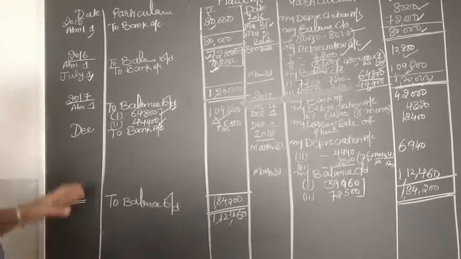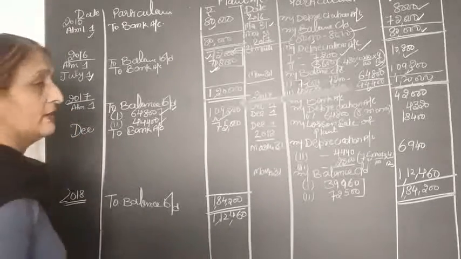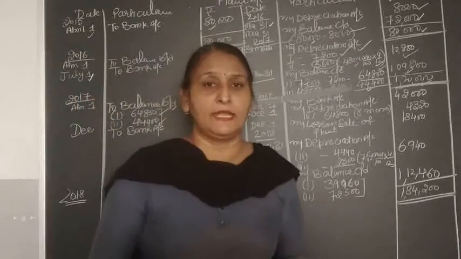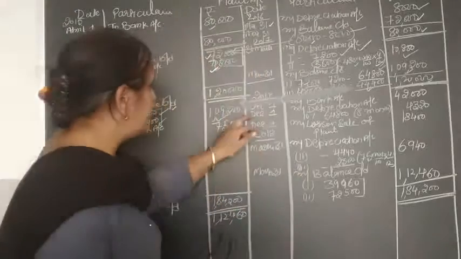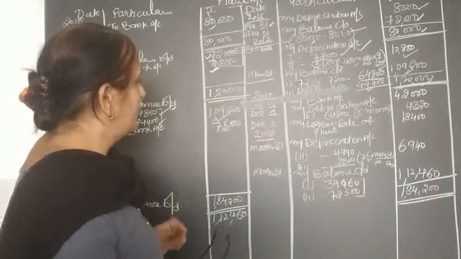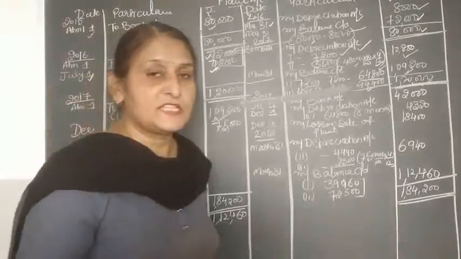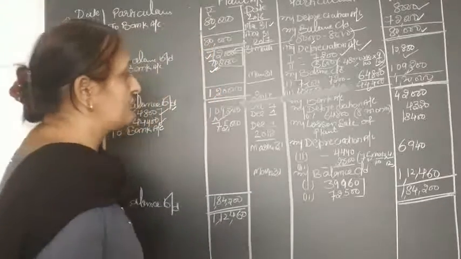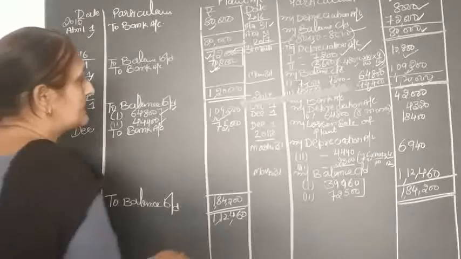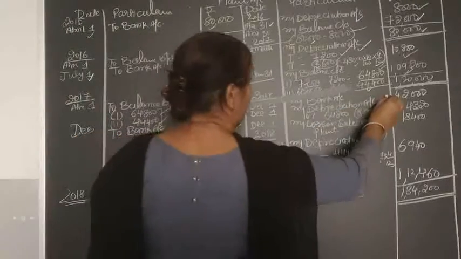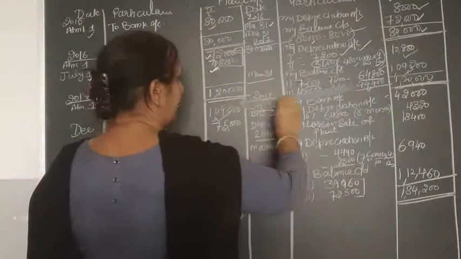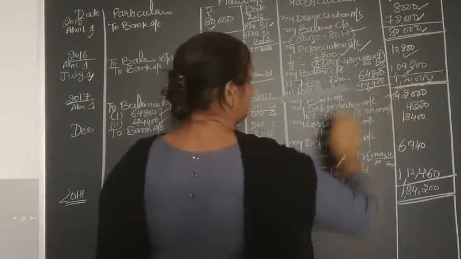1,09,200. Now here is information in the year 2017, and the statement says that on December 1, 2017, the first plant is sold for rupees 42,000. So the sale will be entered on the credit side of the plant account. December 1 by bank account 42,000.